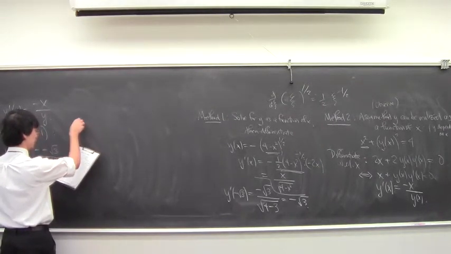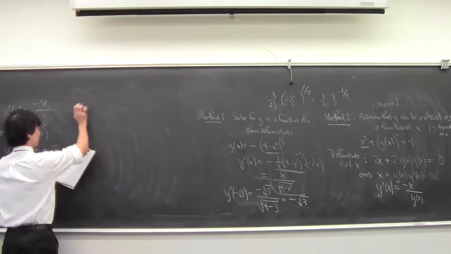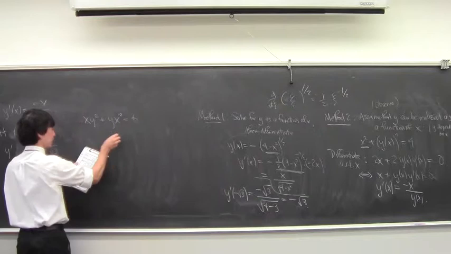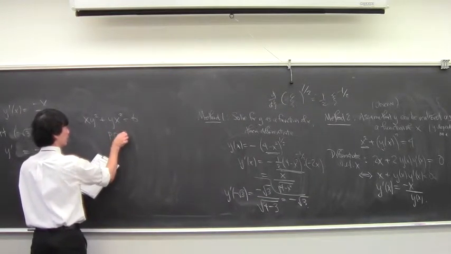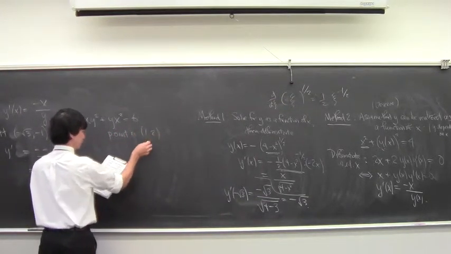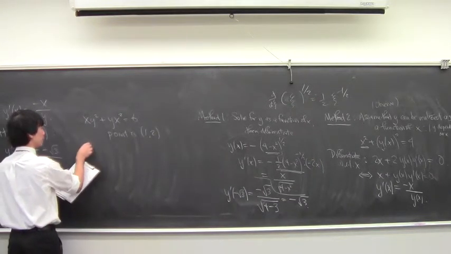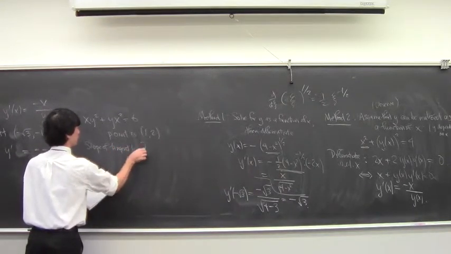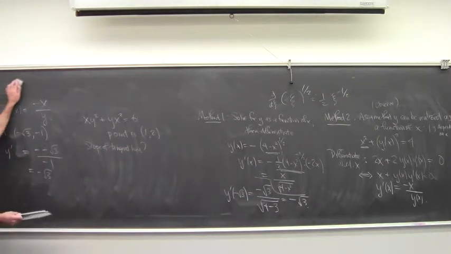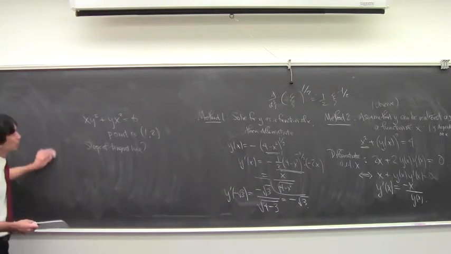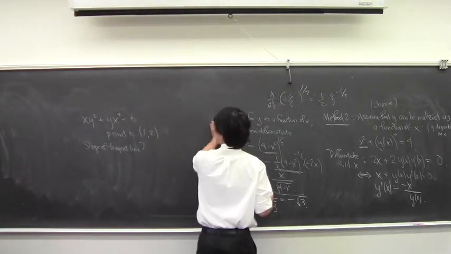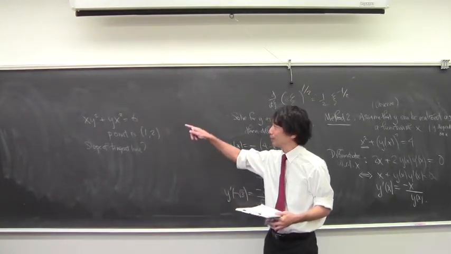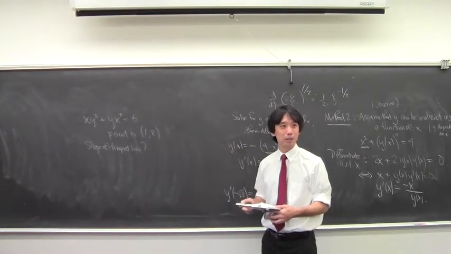So let me ask you to do one for exercise. Here we go. xy squared plus yx squared equals 6, and the point is (1, 2), and I want you to find the slope of the tangent. Okay, so it's exactly the same sort of problem. You see that this one would be a real pain to do if you tried to solve for y. If you wanted to solve for y, it's going to be a little bit tricky.